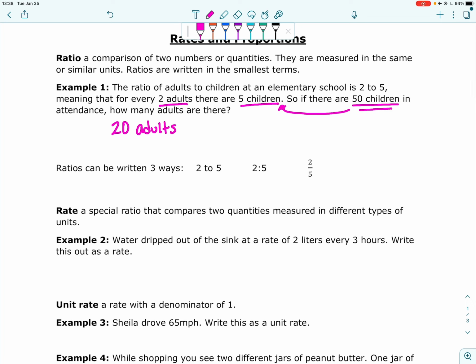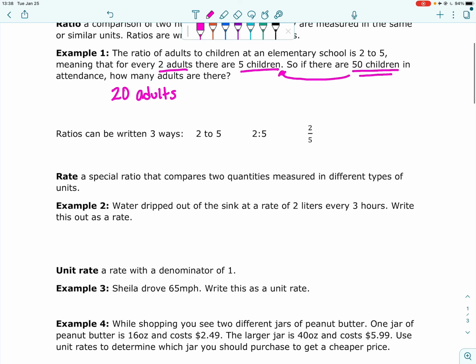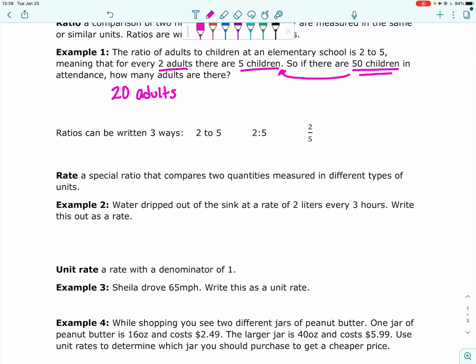A rate is a special type of ratio that compares two quantities measured in different types of units. So instead of having the same unit on top and bottom or a similar unit on top and bottom, we're looking at different units. For this example, water is dripping out of the sink at a rate of 2 liters every 3 hours. Write this out as a rate. So to write this as a rate, we would say 2 liters every 3 hours. I'm just going to rewrite that line. So it's 2 liters every 3 hours.